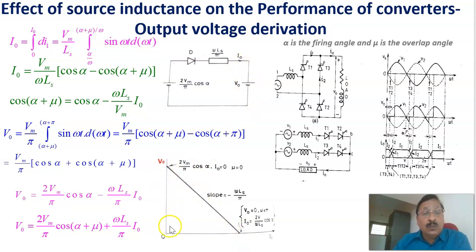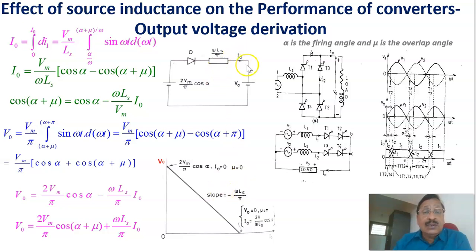That is the output voltage versus the load current, that is, this voltage V naught versus I naught. This is drawn as, this is the I naught and this is the V naught. If I naught equal to 0, this drop is 0, and here you are getting 2Vm by pi cos alpha, with I naught equals 0 and mu equal to 0 in that case.